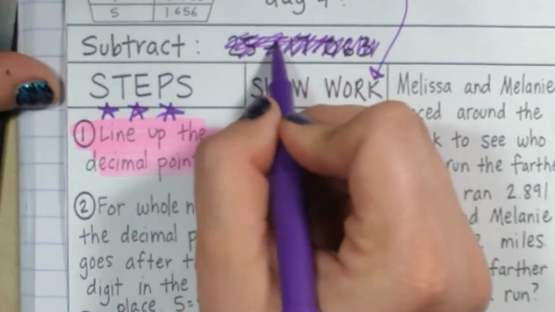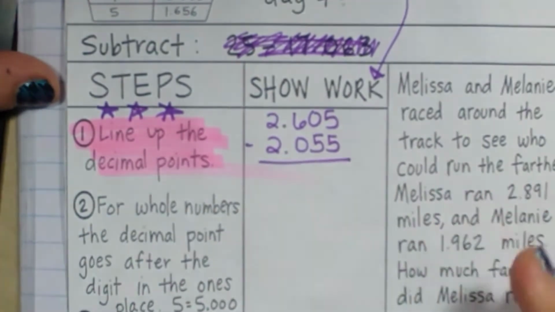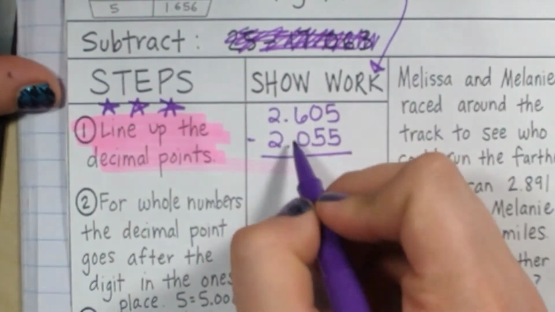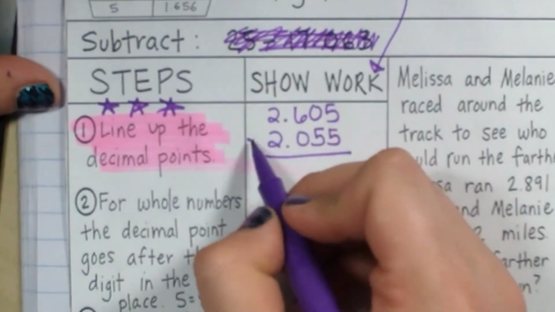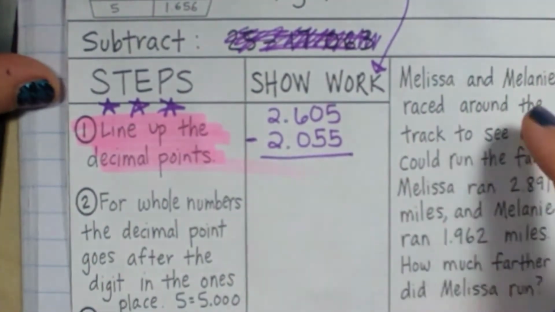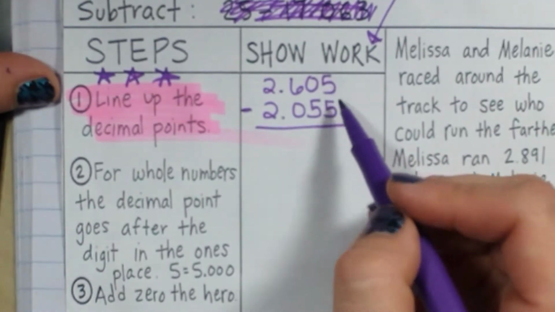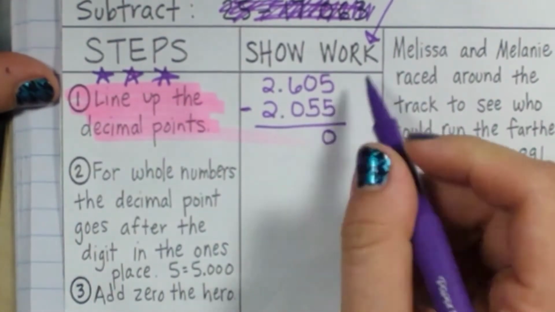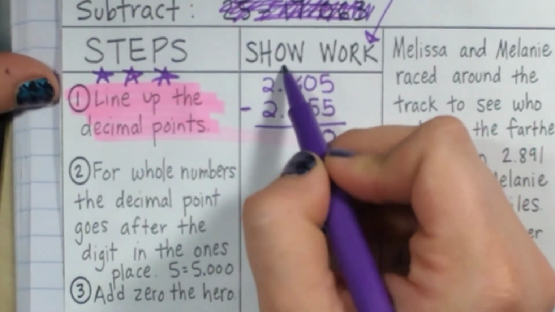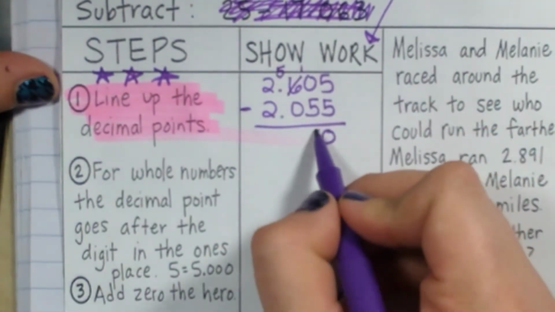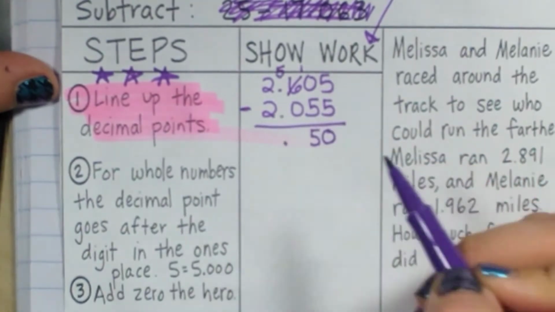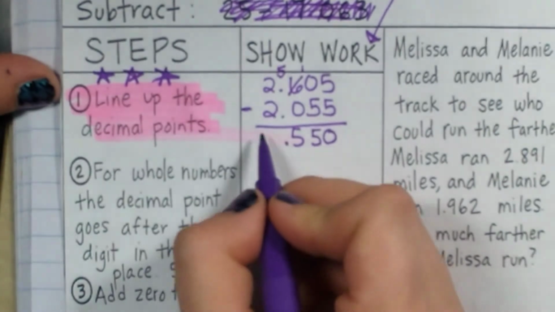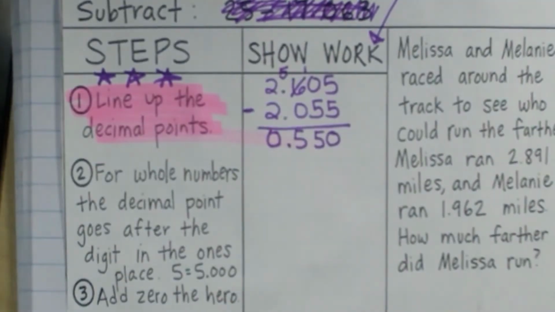And this one was just, I'm not going to do that question right now. And we are going to line up the decimals and subtract. We do not need to add any 0 to the hero because they have the same number of decimal places. So we're going to subtract. We have to borrow just like we would with whole numbers. We treat it just like a whole number. The only difference is we line up the decimal points. That is the difference.